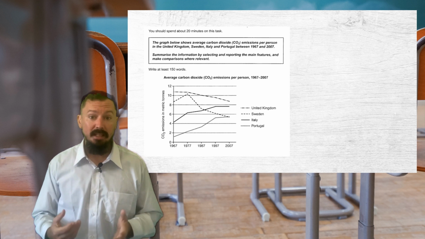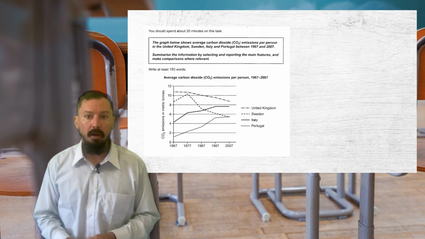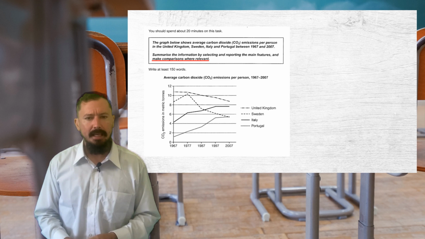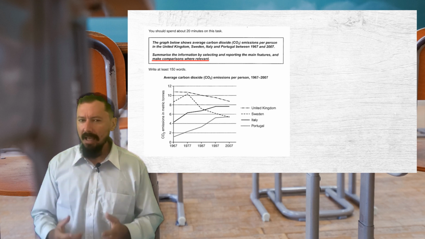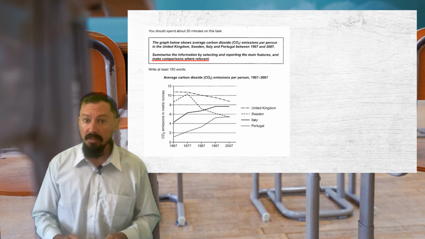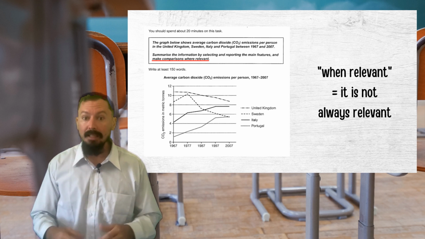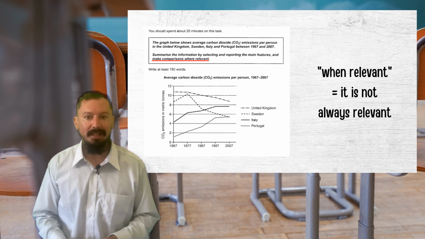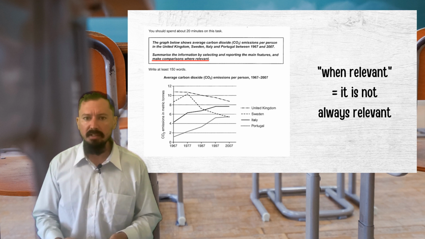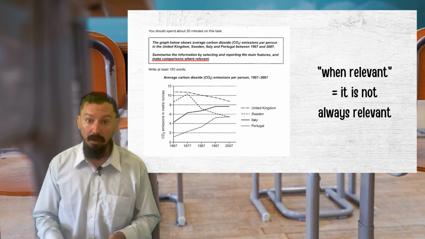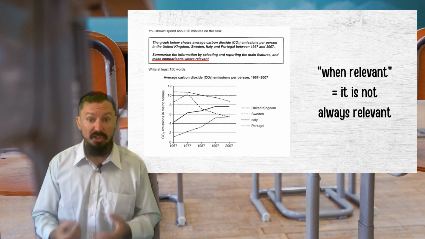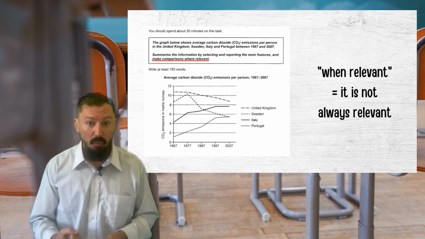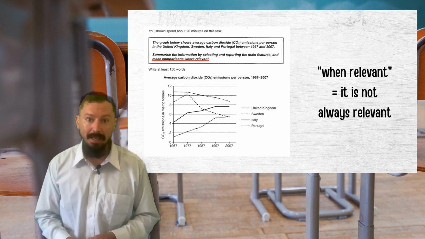If we go back to that previous example, we can see another often overlooked part of the question. It says, make comparisons where relevant. Now this is less certain than the previous point because the phrase, when relevant, tells us that it is sometimes not necessary to make comparisons. However, this instruction tells us that we should certainly be on the lookout for comparisons, and I would suggest that there is almost always a comparison that could be made.